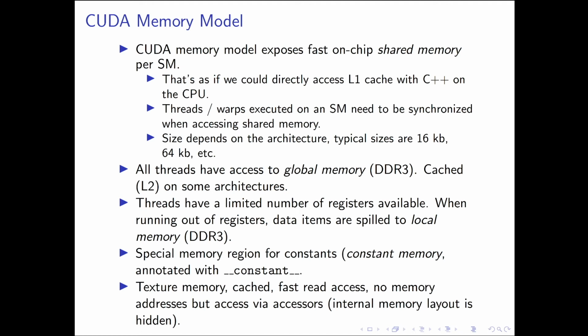And then there are other special purpose memory types, like, for instance, the so-called constant memory. There's a tiny bit of constant memory that is available to the shading multiprocessors, and in order to make use of constant memory, we have to allocate a memory region by using the keyword constant. And then there is also texture memory. Texture memory is cached, and texture memory is optimized for fast read access and actually cannot be addressed directly from within the device code, but can only be accessed using accessors.